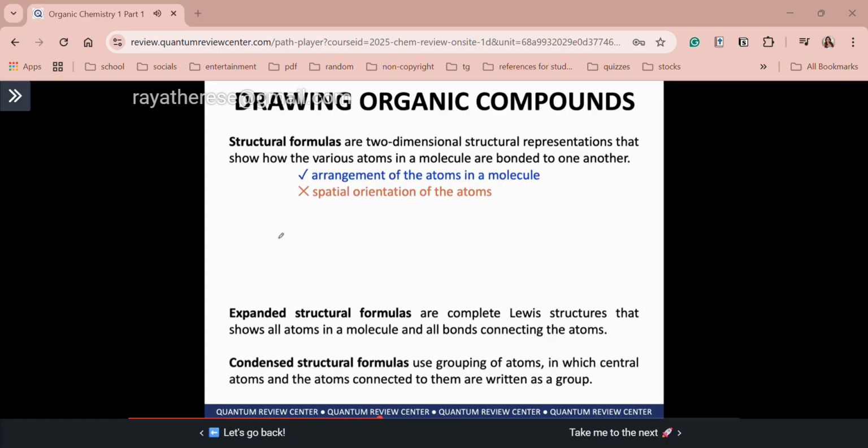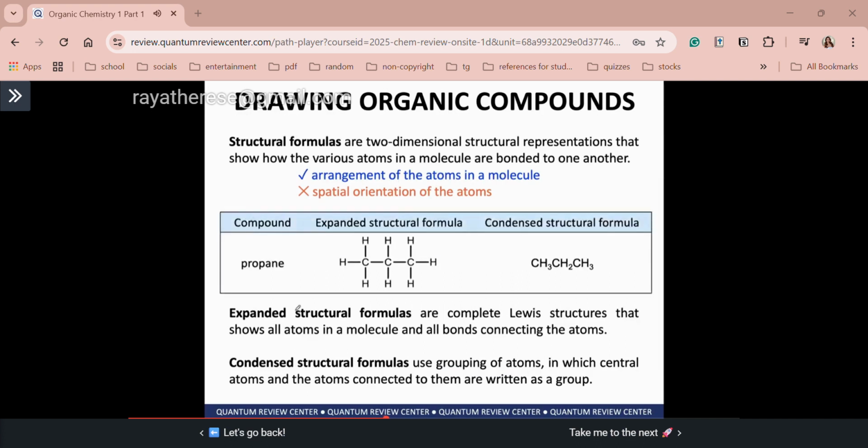Consequently, for condensed structural formulas, usually class, our clue word here is the grouping of atoms. Sir, how do we group our atoms? Through the use of parentheses and subscript. Diba? Familiar na kayo with the usage of parentheses and subscript in which central atoms and other atoms, particularly for instance, heteroatoms connected to them, are written as a group. Let's take propane as an example. Check.